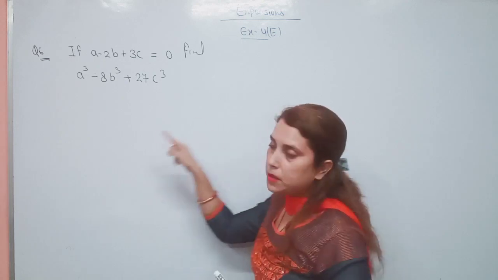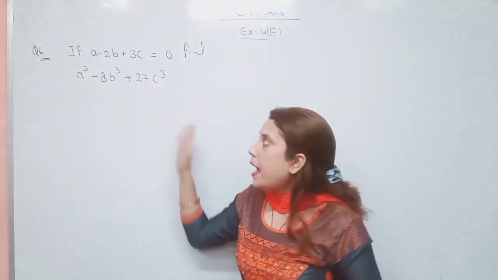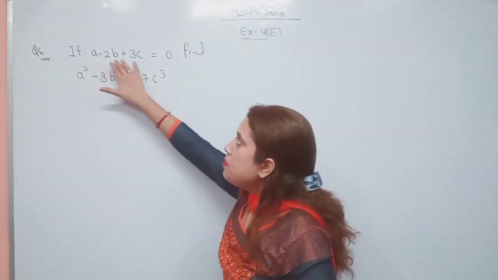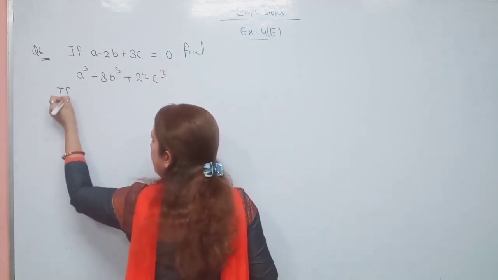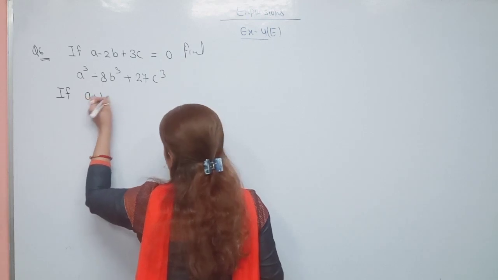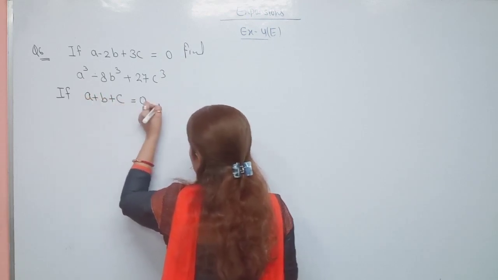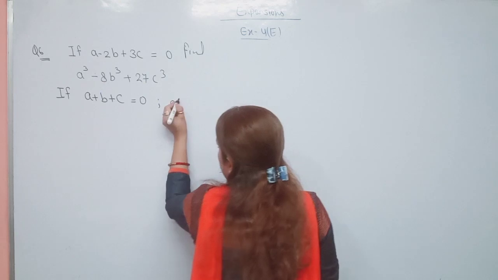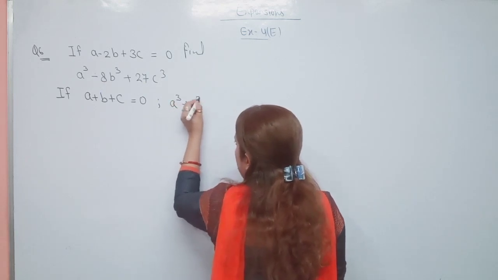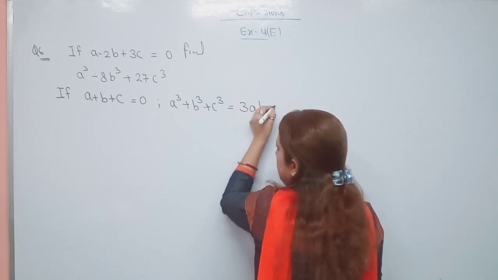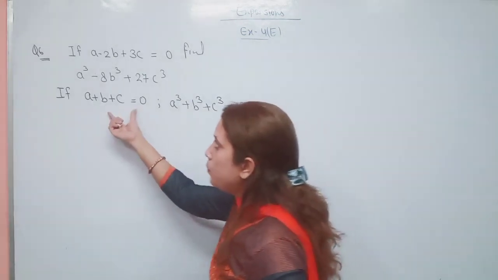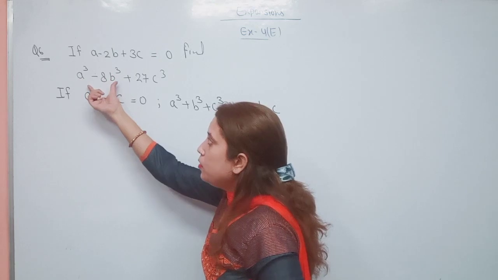a cube plus b cube plus c cube, and it is given that a plus b plus c is equal to 0. We know that if a plus b plus c is equal to 0, then the identity is a cube plus b cube plus c cube is equal to 3abc. Now first we write down the values of a, b, c.